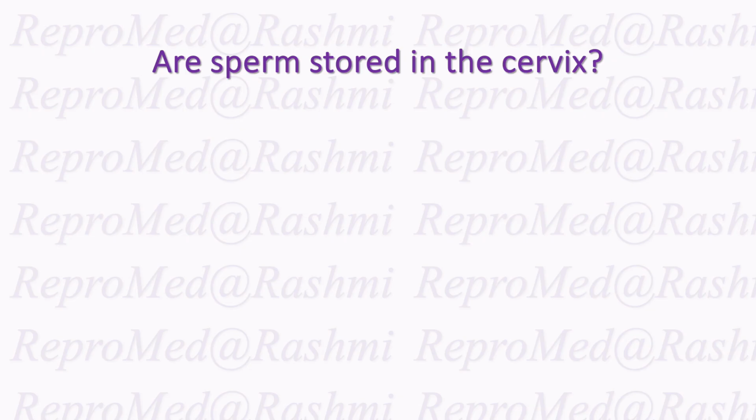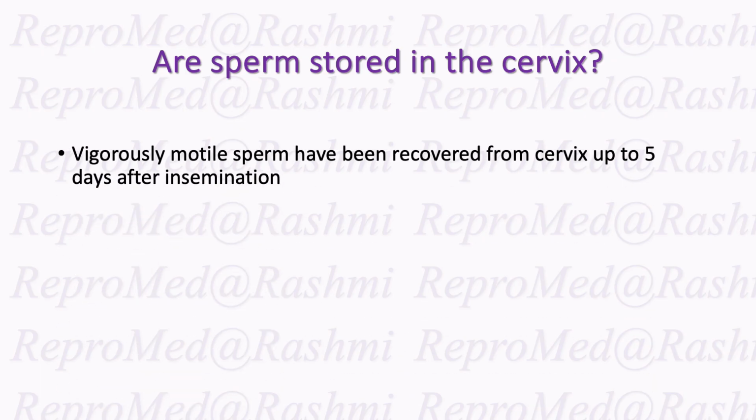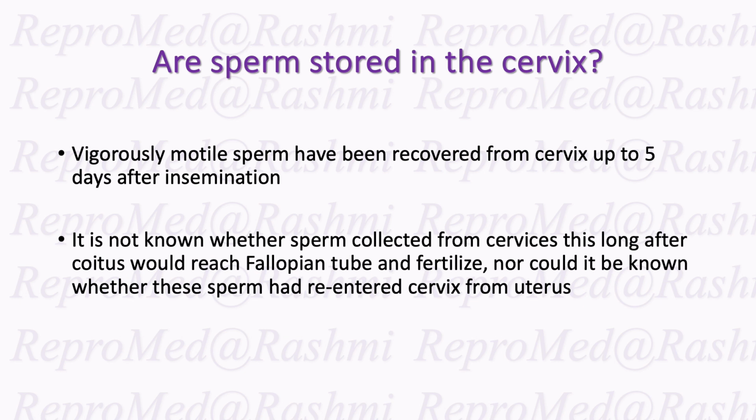So are sperms stored in the cervix? Vigorously motile sperms have been recovered from the cervix up to 5 days after insemination. It is not known whether sperms collected from the cervix this long, meaning 5 days after the coitus, would reach the fallopian tube and fertilize. Nor could it be known whether these sperms had re-entered the cervix from the uterus. So still it is not clear whether the sperms are stored in the cervix or they are just re-entering the cervix from the uterus.